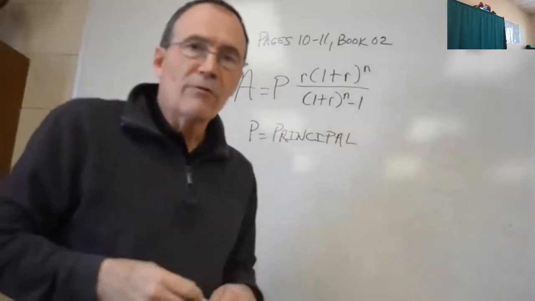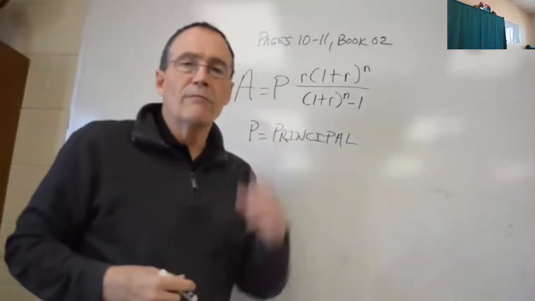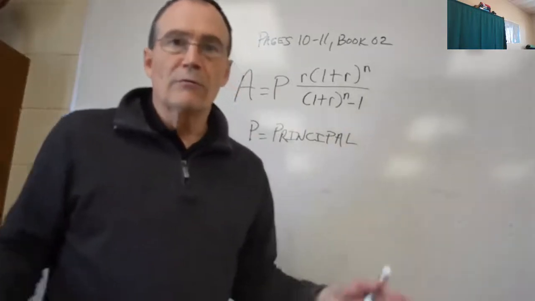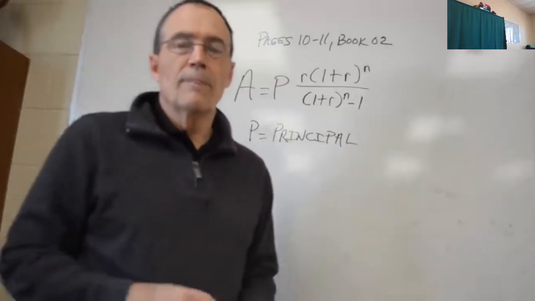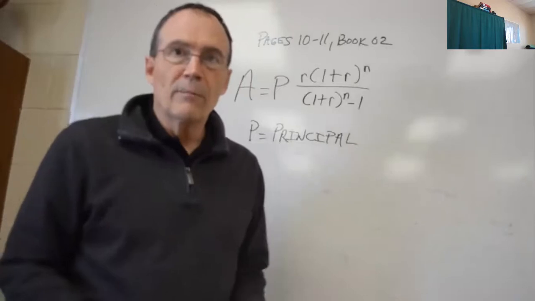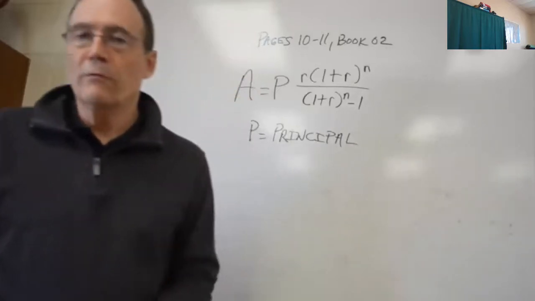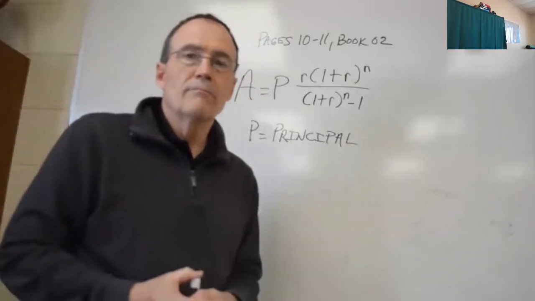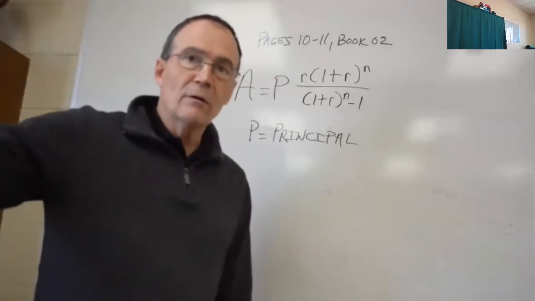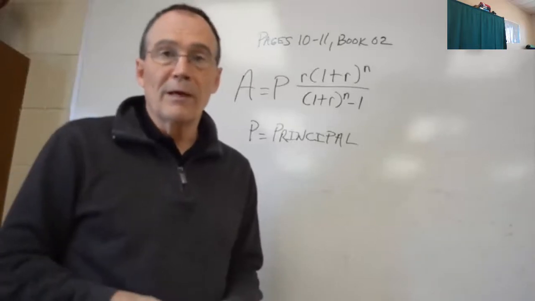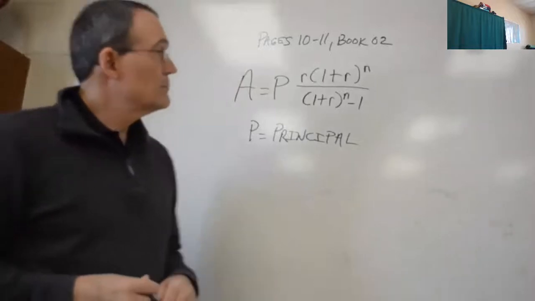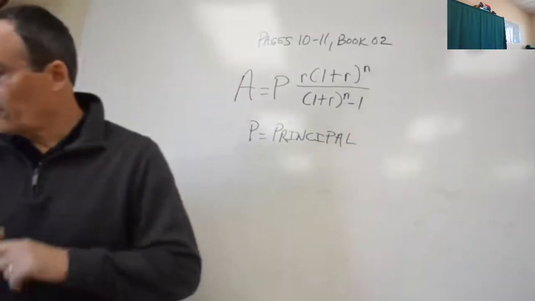Now, principal is the initial loan amount. So if I borrow $4,000 to buy a car, 4,000 is the principal amount. That's the amount I'm borrowing. That's what we're trying to pay off. Of course, interest is the over and above amount that you're going to pay on that loan. That is the P. P is for principal.